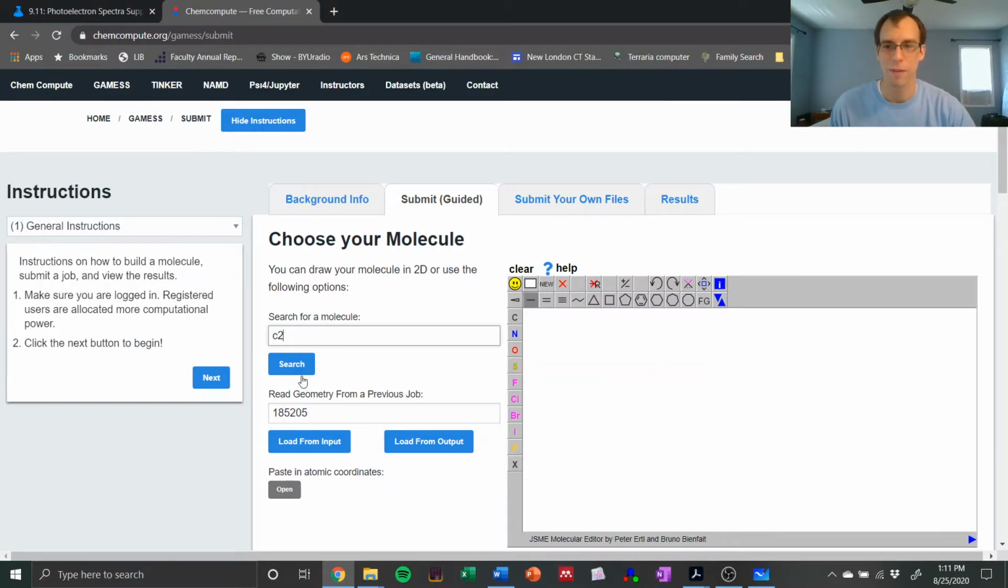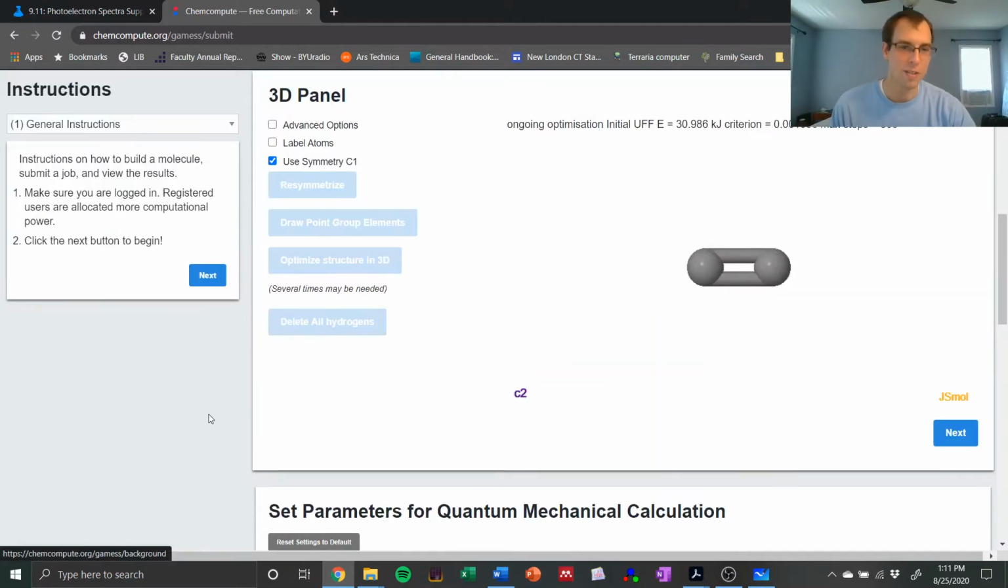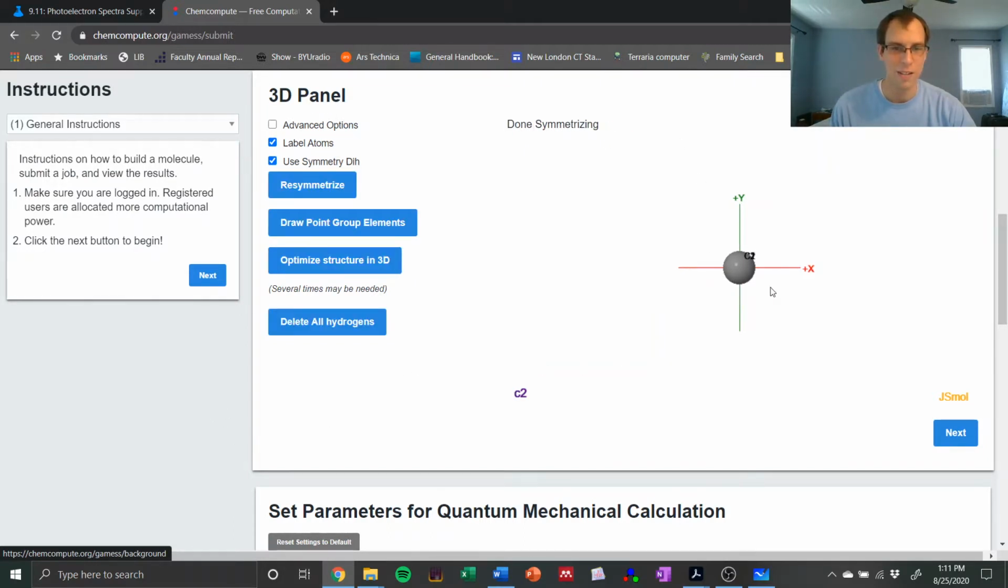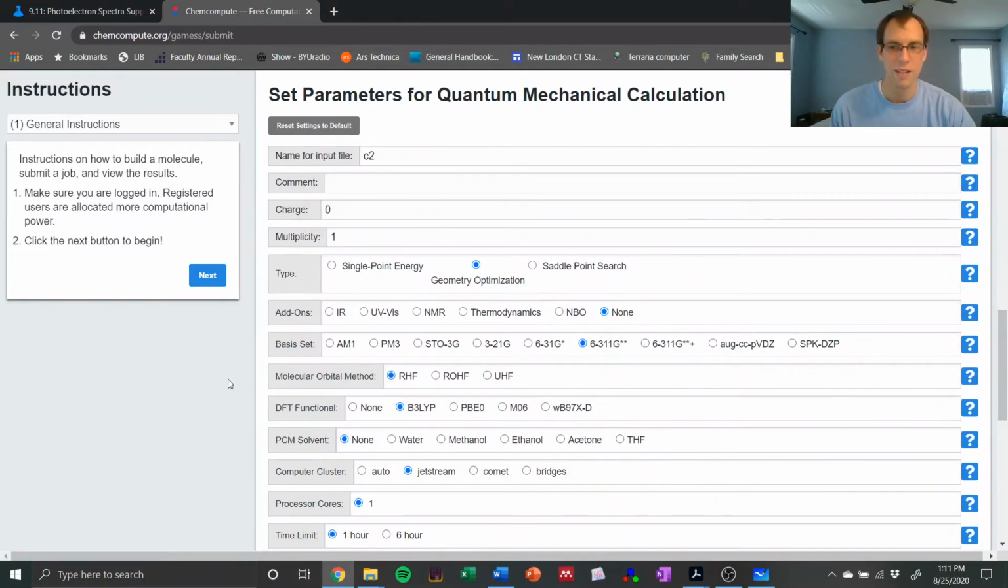This has a nice web interface, so somebody's already drawn this for me. We're going to go ahead and it'll optimize the structure to get it ready. All right, so it's ready to go, and we can see it shows it's a double bond diatomic molecule. We'll hit next, and we can set the parameters for a quantum mechanical calculation. We're going to optimize the geometry. That means it'll find the lowest possible energy we can get.